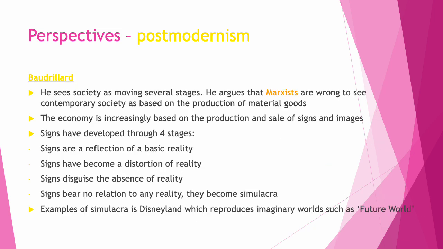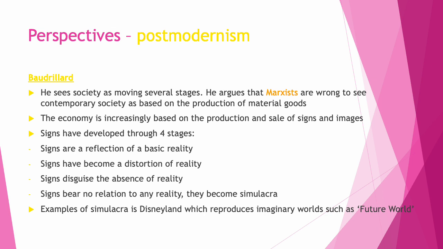Baudrillard sees society as moving through several stages. He argues that Marxists are wrong to see contemporary society as based on the production of material goods. The economy is increasingly based on the production and sale of signs and images. Signs have developed through 4 stages. Signs are a reflection of basic reality, a distortion of reality, a disguise in the absence of reality, and signs that bear no relation to any reality.